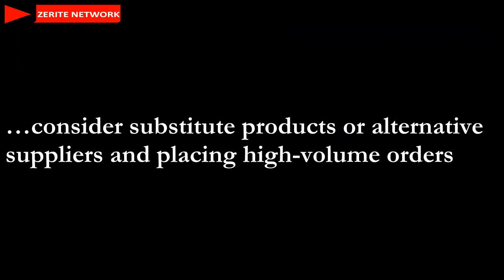So the purchasing approach that you want to use with this kind of items, the leverage items, is to consider substitute products or alternative suppliers and placing high volumes. Now the third category of items as far as the Kraljic model is concerned are the bottleneck items.